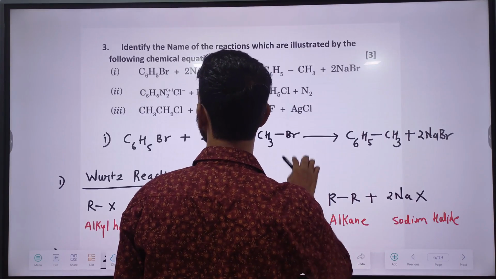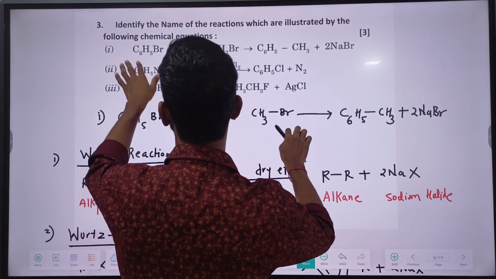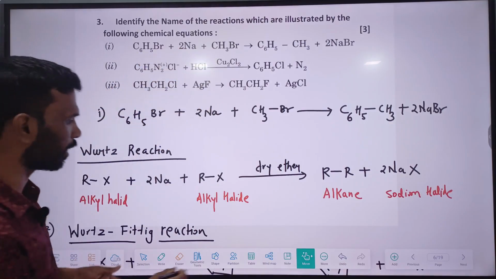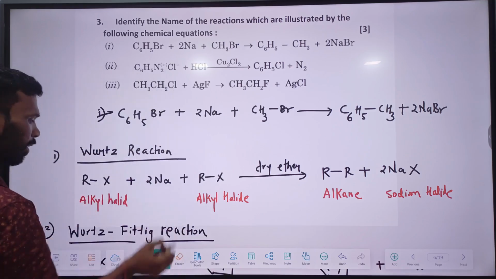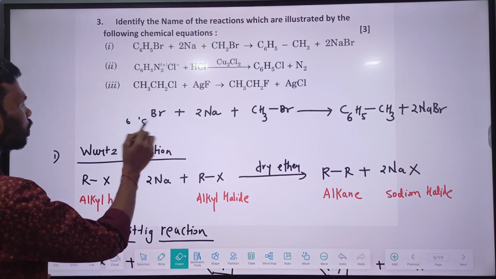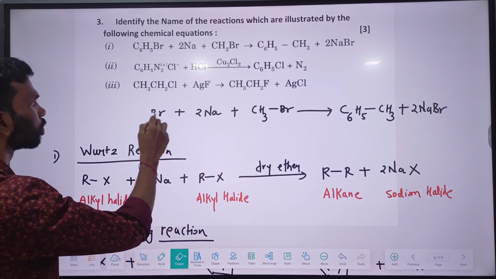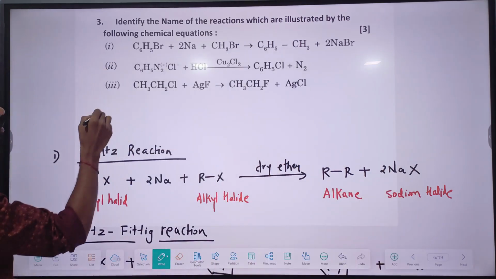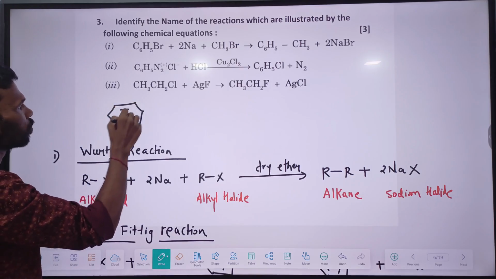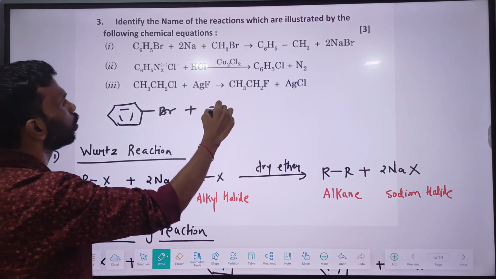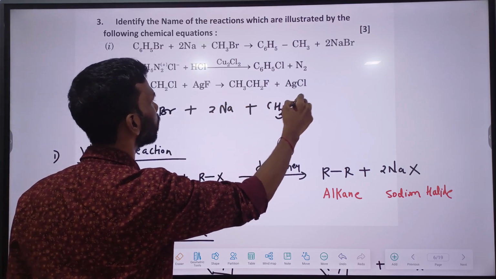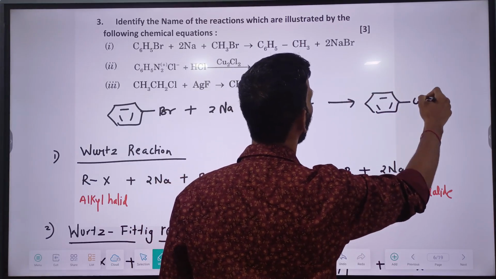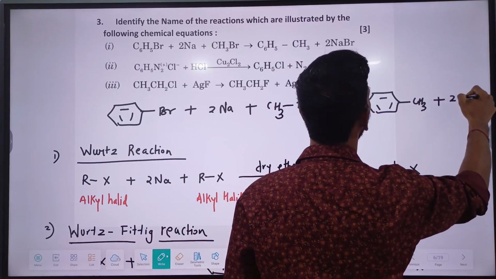So over here, I'll come over here. What is the name of the first reaction? Like CH3Br, right? So if I write this reaction over here, C6H5Br is written this way, 2 moles of sodium, and this is what? CH3Br. Okay, and the product you are getting is this. This is the product, methyl benzene or toluene, and 2 moles of NaBr.